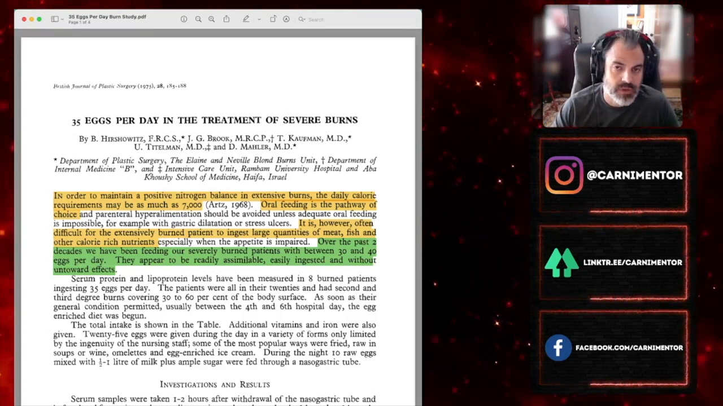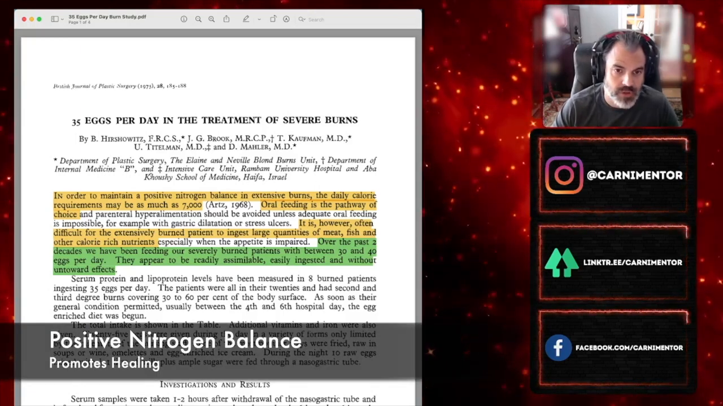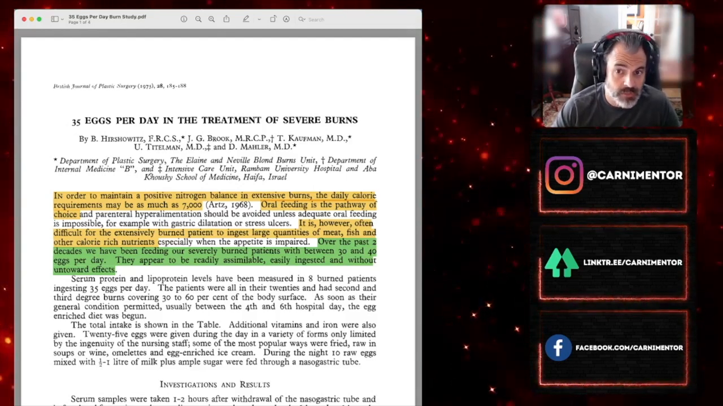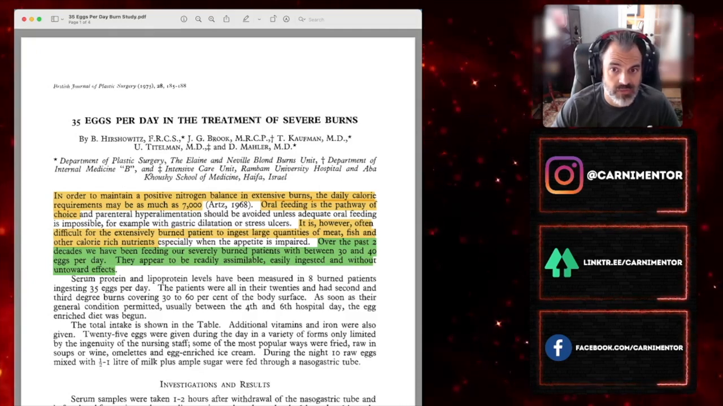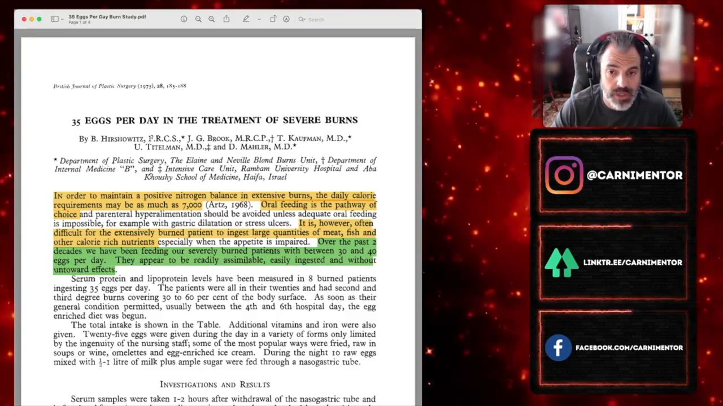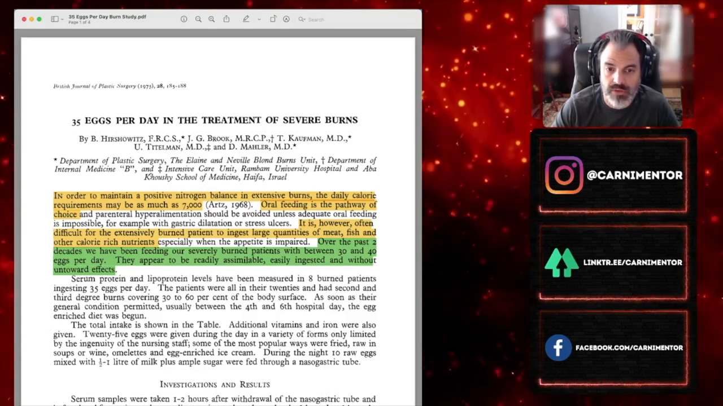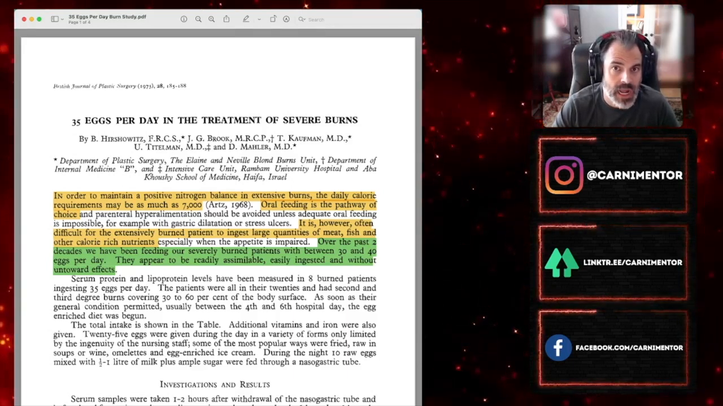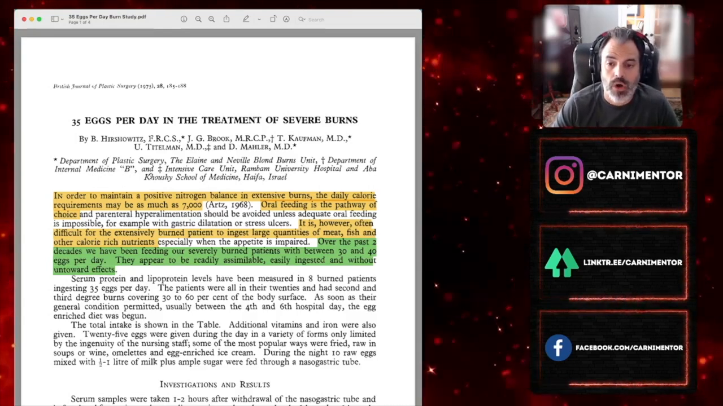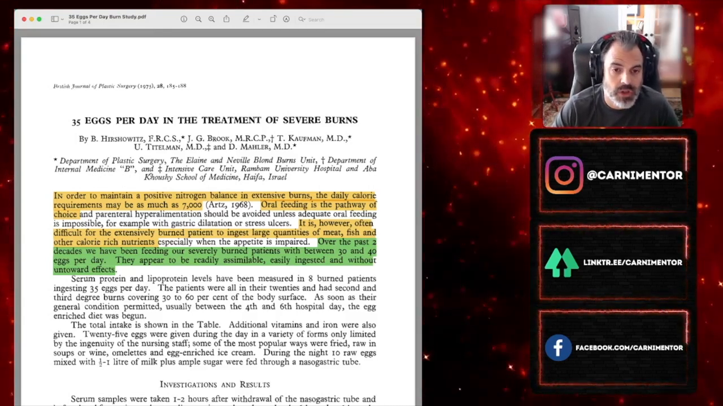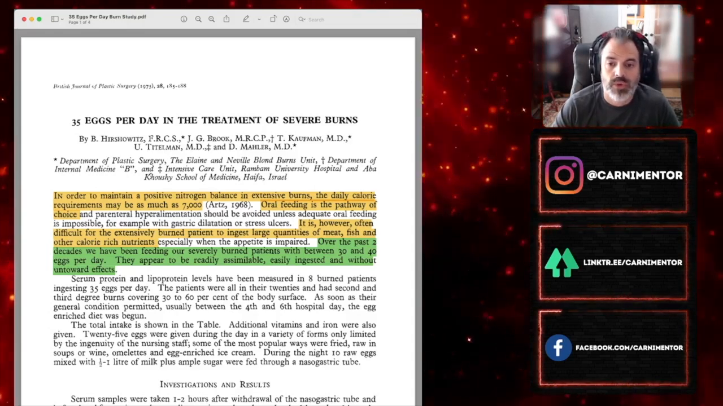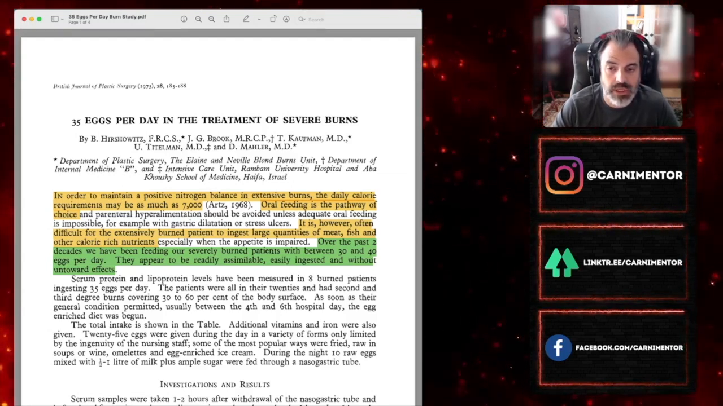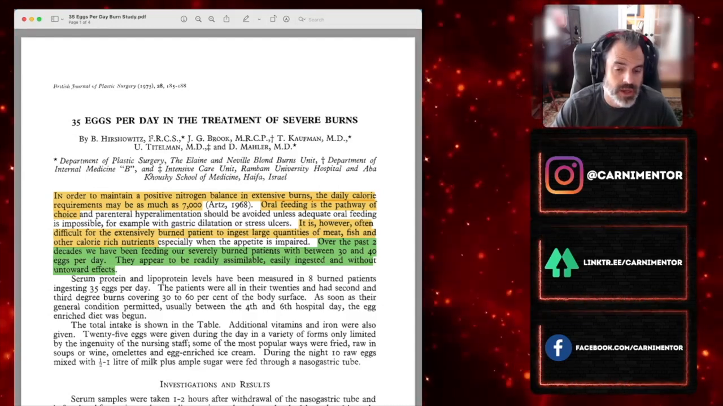So we talked about positive nitrogen balance before. At the very top, they're talking about positive nitrogen balance. In order to maintain positive nitrogen balance in extensive burn victims, the daily calorie requirements may be as high as 7,000. Oral feeding is the pathway of choice. It is, however, often difficult for extensively burned patients to ingest large quantities of meat, fish, and other calorie-rich, nutrient-dense foods. So, over the past two decades, this particular group was feeding severely burned patients between 30 and 40 eggs per day, and they appeared to be readily assimilated, easily ingested, and did not have any side effects.